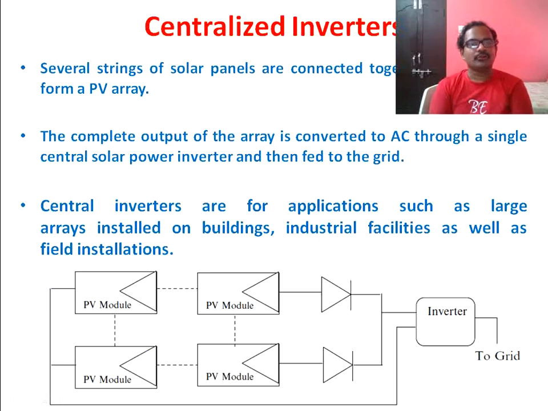Centralized inverters. Several strings of solar panels are connected together in parallel to form a PV array. We know about this, right? The complete output of an array is converted into AC by means of a single macro inverter called a central inverter before that AC is fed to the grid. So the entire DC voltage generated by the PV array will be converted into AC in a single inverter called a centralized inverter. These kinds of inverters are mostly used in applications such as large arrays installed on buildings, industrial facilities, as well as field installations. Where around 5 to 10 megawatts of generation is required, we use centralized inverters.